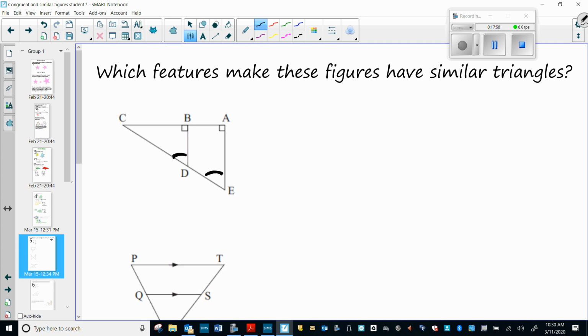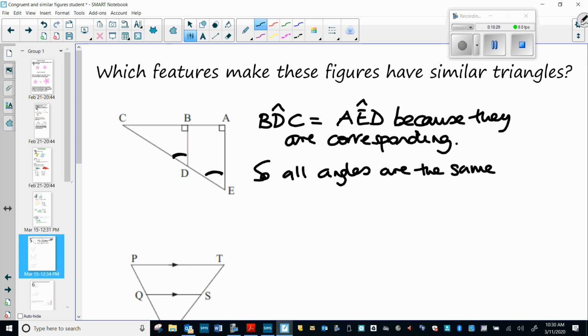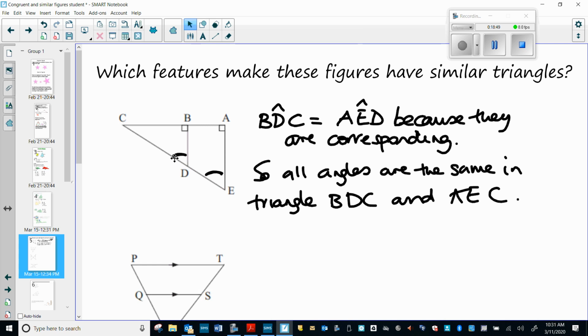So we would say something like BDC, because that's how we would describe this angle, maybe with a hat on in the middle, is equal to AED, again maybe with a hat, because they are corresponding. So all angles are the same in triangle BDC and ABC. That's a lot. You would need to state that.